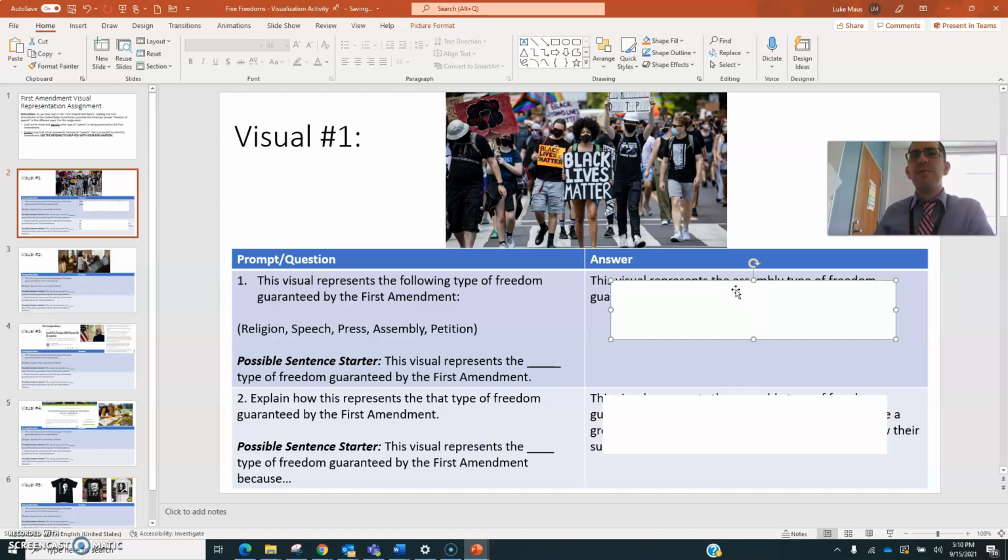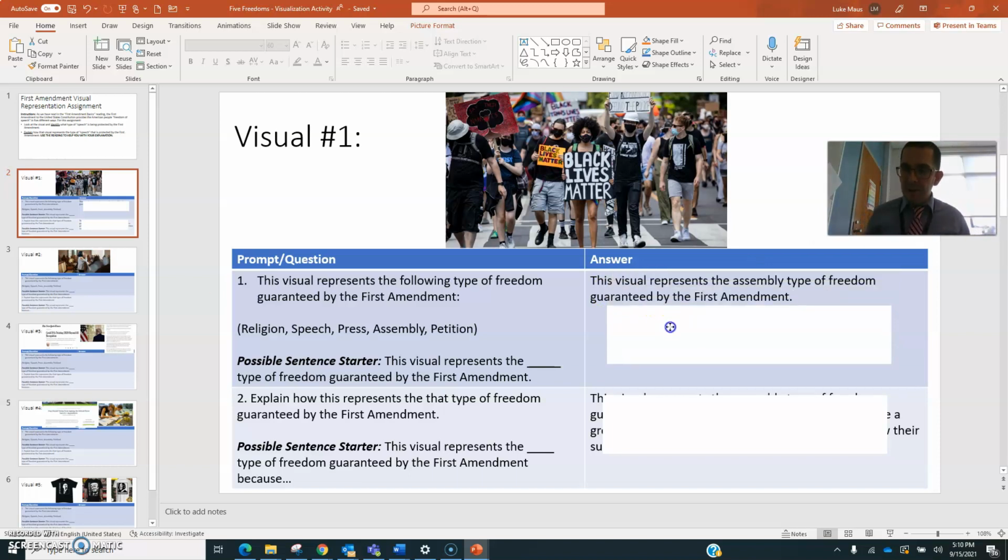Number 1, this visual represents the following type of freedom guaranteed by the First Amendment. So I see those individuals. I see they are walking, they are gathering together. So I need to determine if that particular visual connects with religion, speech, press, assembly, or petition. I see that there's a possible sentence starter that I might use as well. So I'm providing you with the sentence starter that you might use. This visual represents the blank type of freedom guaranteed by the First Amendment.